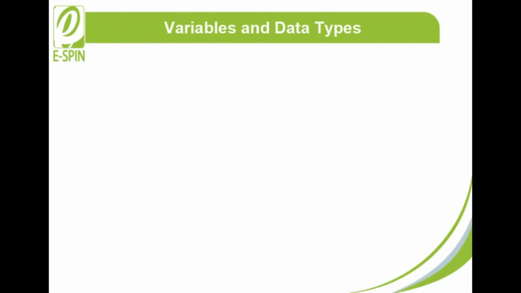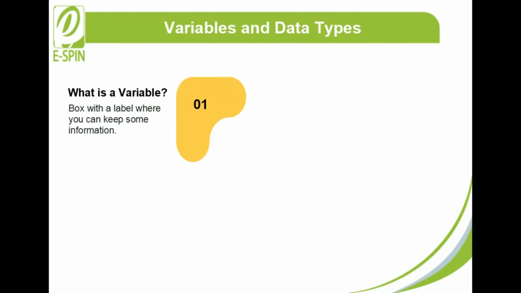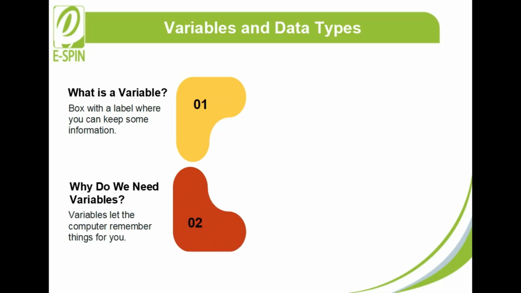Variables and data types. 1. What is a variable? A variable is like a box with a label where you can keep some information. You can put something inside the box. Later, you can open it and check what's inside. 2. Why do we need variables? Without variables, you would have to keep track of every number or word in your head. Variables let the computer remember things for you.